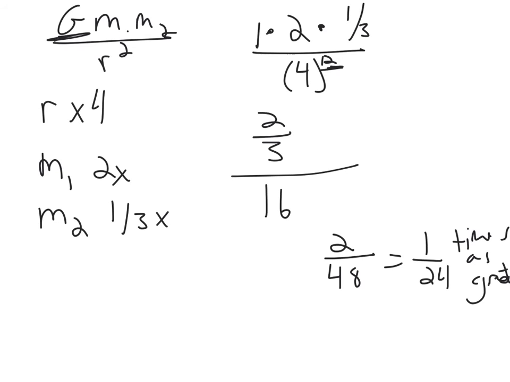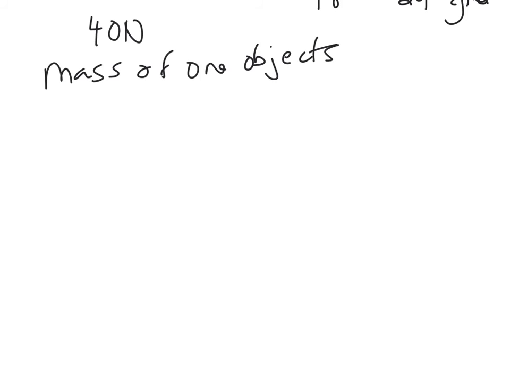Biggest thing here to remember is that squared right there. That I imagine is going to be the biggest issue. So let's say, for example, we'll actually do some of this. Let's say that two objects had a force of gravity between them of 40 newtons. That was their original force between them. But the mass of one of the objects suddenly doubled.